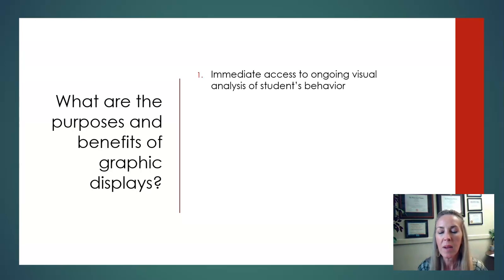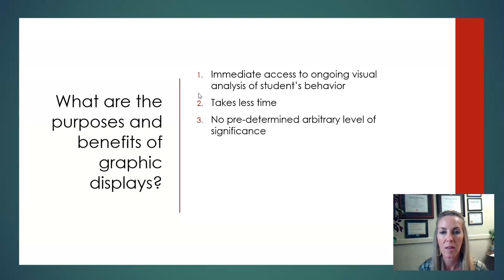Well, plotting behavior measures on a graph regularly, even daily, gives researchers and teachers immediate access to ongoing visual analysis of the student's behavior. So this allows for data-based decisions to be responsive. Interpretation of graphed data takes less time than in a group experimental design, and it has no predetermined arbitrary level of significance, whether it's large or small. We get to actually look at the data to determine whether the changes are significant.